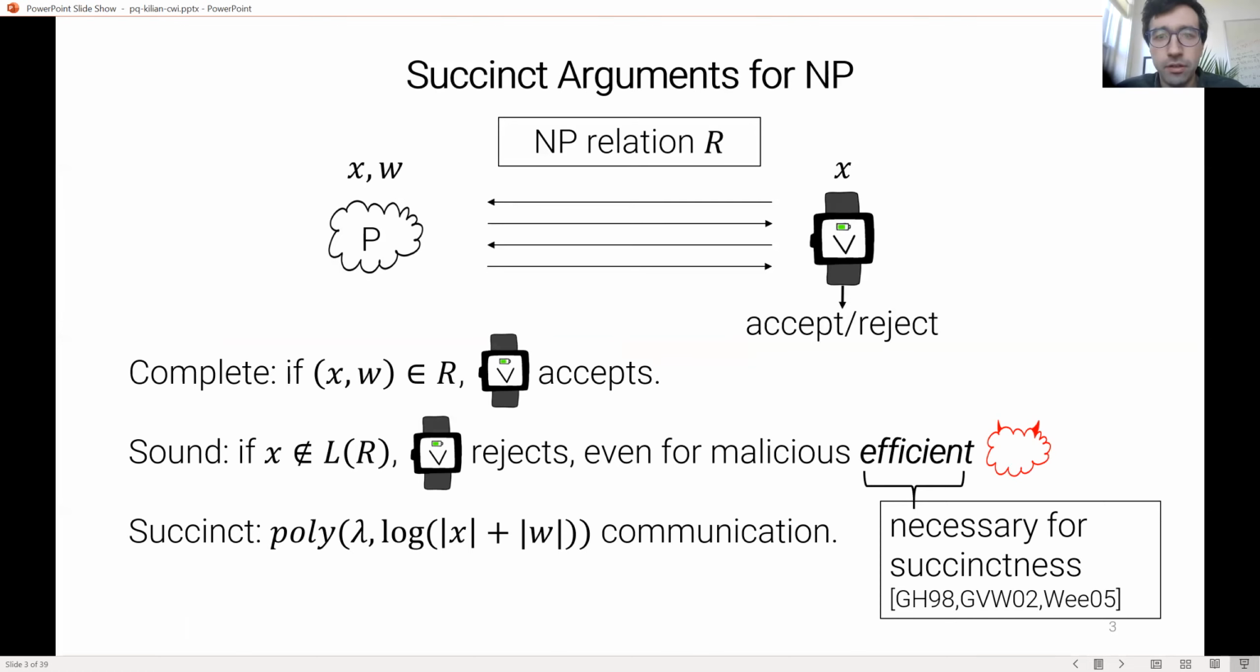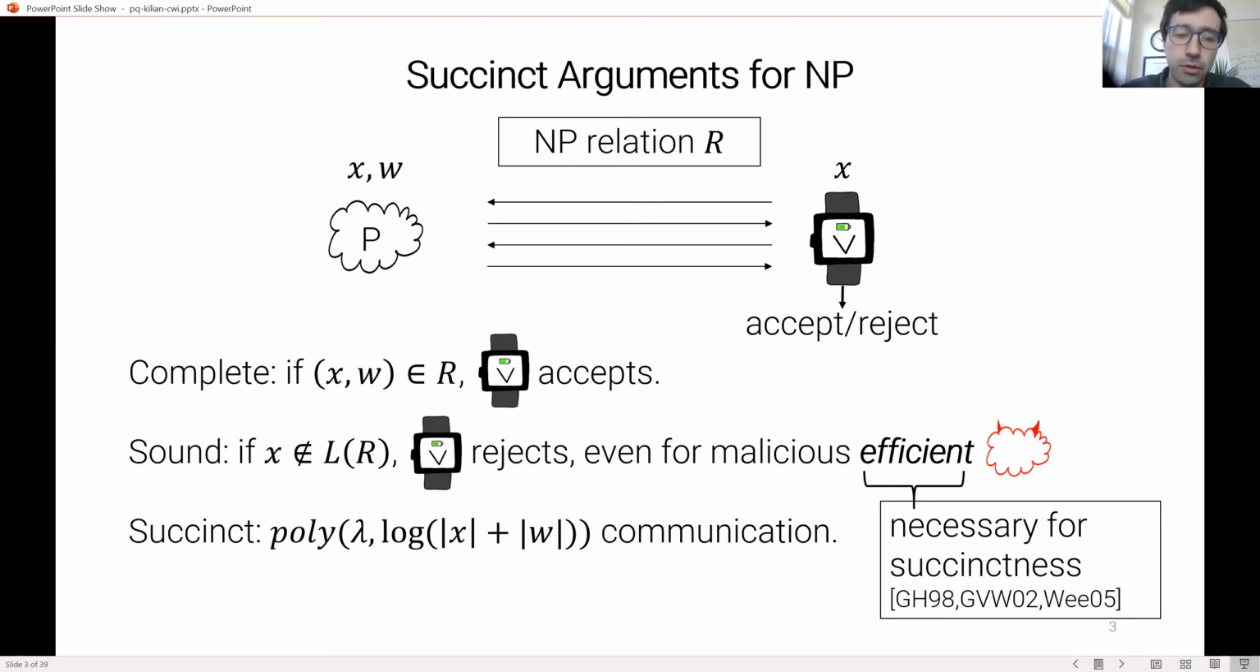and the properties that you want from the system are the standard ones, and then one extra thing. Firstly, completeness says that if X and W are in R, then if you run the honest prover, the verifier will accept. Soundness says that if X is not in R, then no matter what the malicious prover does, the verifier should always reject with high probability. And so far, if you just have completeness and soundness, then you could just send the witness, and this would be a perfectly good fulfillment of this definition.